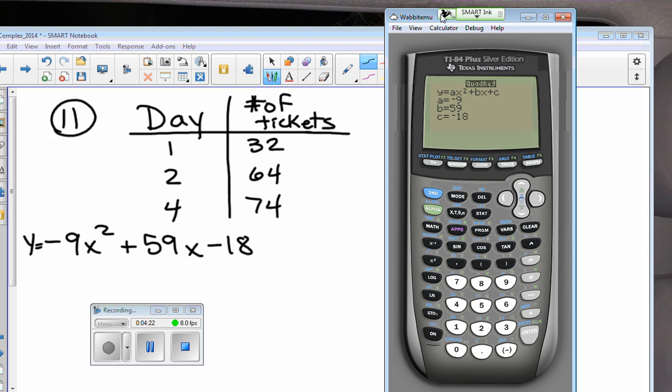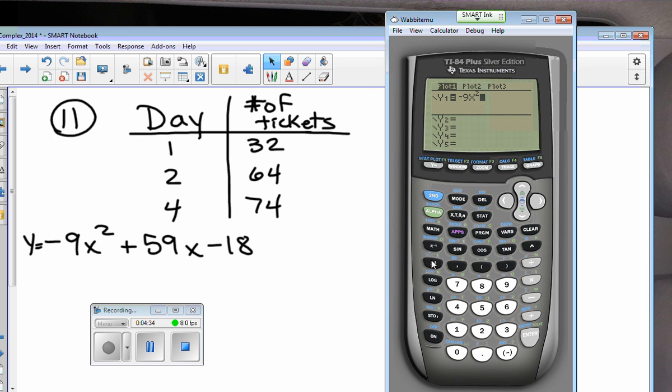Do we agree with that? We have our A, our B, and our C. We could, if we wanted to, go into my y equals and graph it on top of it to make sure. I'm just going to double check that. Negative 9x squared plus 59x minus 18. I'm just going to make sure it went through, and it does. You good? All right, so that's part A.